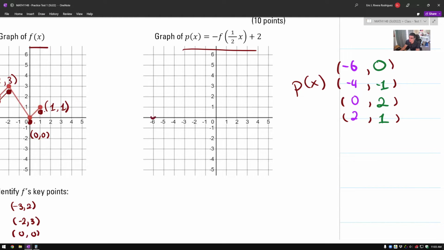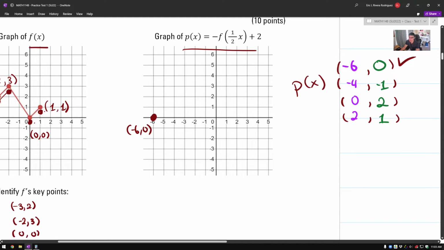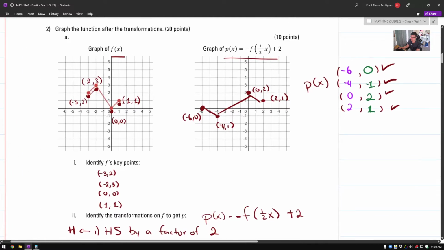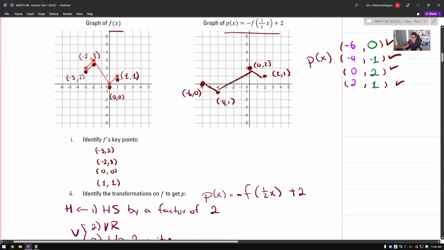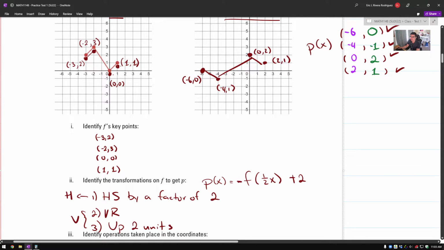So -6 and 0, we have it here. Remember always to label the points so I know the coordinates of those points. -4 and -1, it is here. We got this one. 0 and 2 is this one. And then 2 and 1, it is here. I got this one. Connect the points and make sure that the graph makes sense with what we got. Questions?